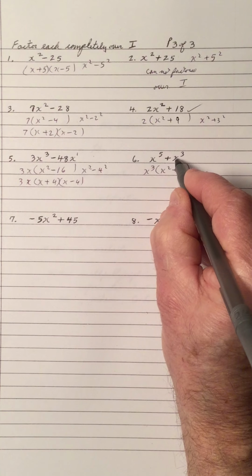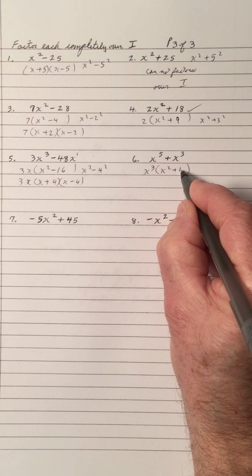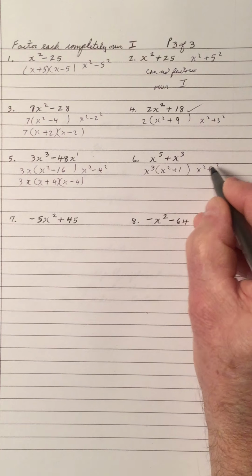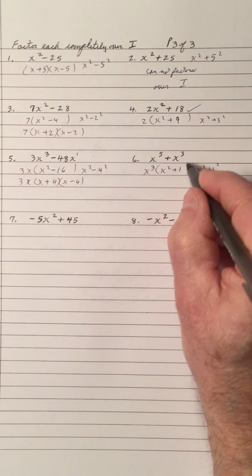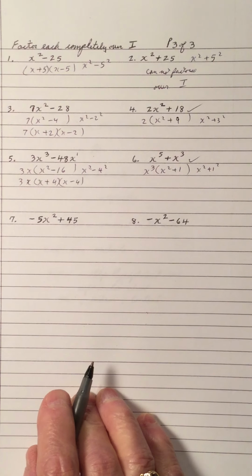Notice 2 terms here, 2 here. Notice that it's the sum of two squares, that's x squared plus 1 squared. We cannot do this any further. That's it. That's as far as it can go over the set of integers.